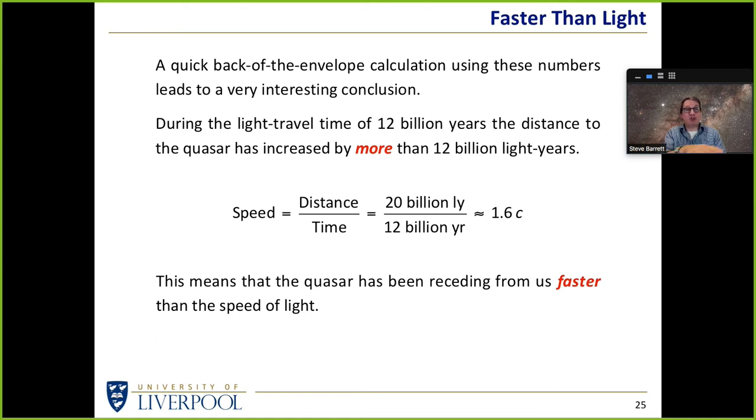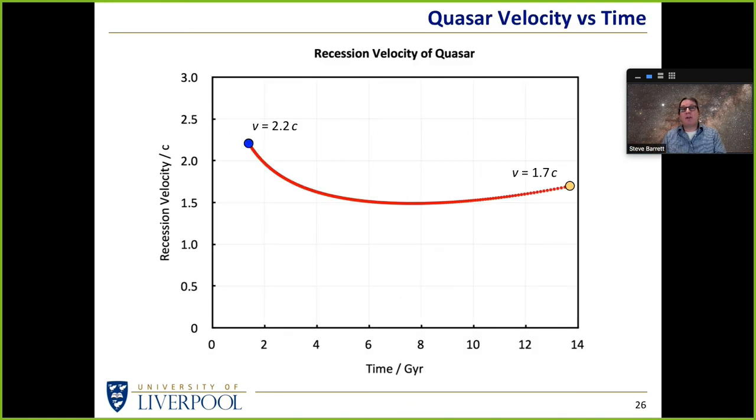The average should work out at about 1.6, but it's very interesting to throw these numbers into the calculation and then find that when the light actually left, the quasar was receding from us at more than twice the speed of light. It was receding from us at 2.2 times the speed of light. And it's now a little less, but notice that it's not just a straight line from one to the other.